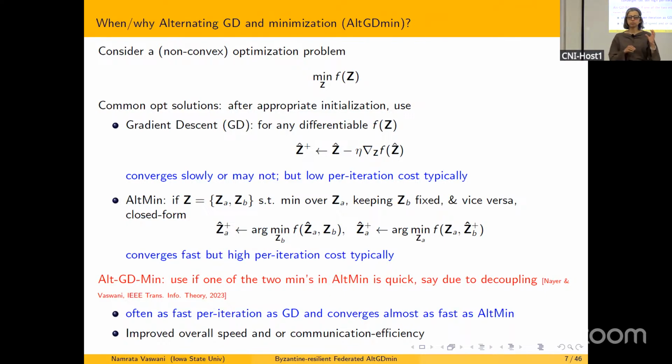So our idea, which came from first solving this particular problem called low rank column-wise sensing, is that for problems where you have this structure, and a lot of low rank problems are like that, you can actually replace one of the minimizations by a single gradient step. So essentially, it's AltMin with one of the minimizations replaced by a gradient step. That's it. And then problem-specific modifications are needed to prove guaranteed convergence. What this buys you, again not for all problems but for these classes of what I call partly decoupled optimization problems, is you often get the per iteration cost of gradient descent, because the other minimization is very fast. And you can prove convergence at almost the same rate as that for alternating minimization. So you get the best of both worlds. In short, what you get is improved overall speed and/or communication efficiency.